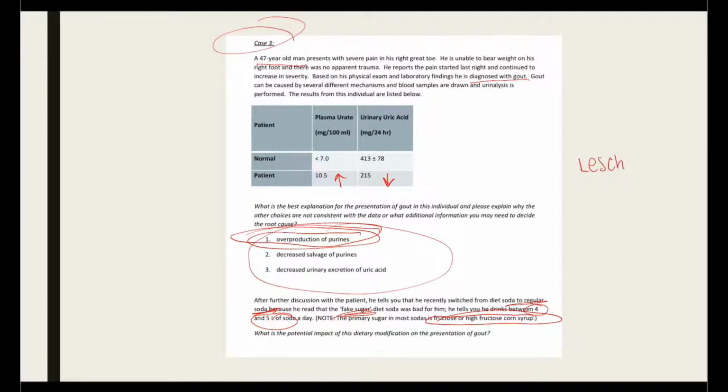I'll write it down in case. It's spelled kind of funny.